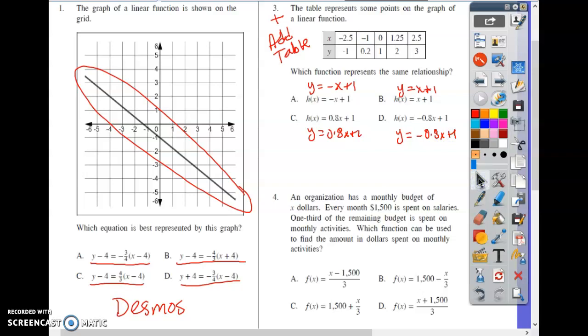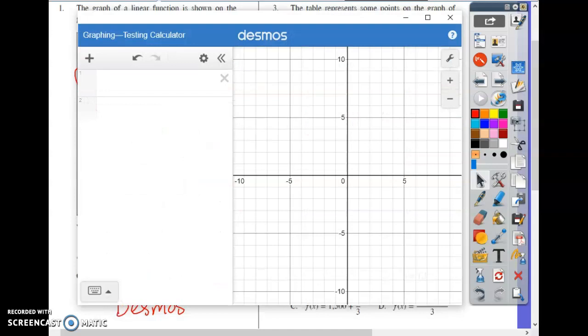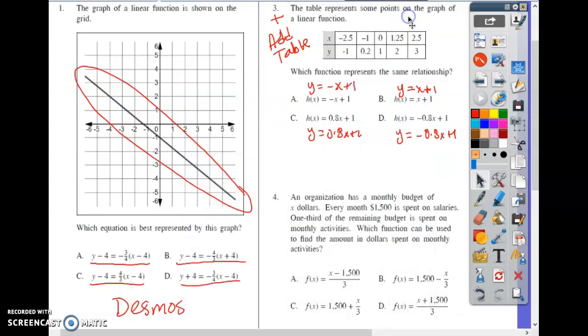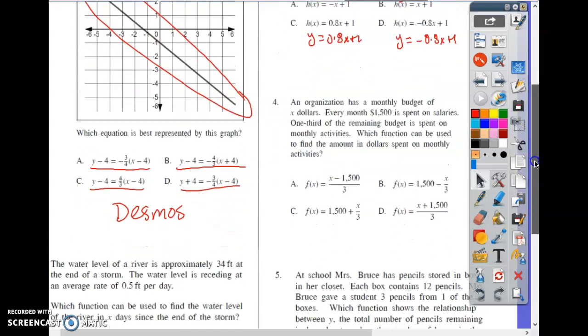Those of you who forgot how to add a table, you go to Desmos and you hit the little plus button and you add the table. So that's where you put all your numbers. Okay, I'm not going to do that for you. Those are super easy.